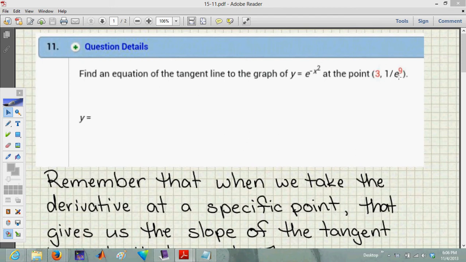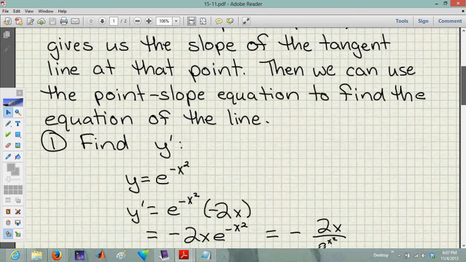y coordinate. And what you have to remember is that when we take a derivative at a specific point, that gives us the slope of the tangent line. So if we can get the slope of this tangent line that they're asking for, and we already have a point, we can use the point slope equation to give us the equation of the tangent line that they're looking for. So let's see what we have to do to get to the end of this.